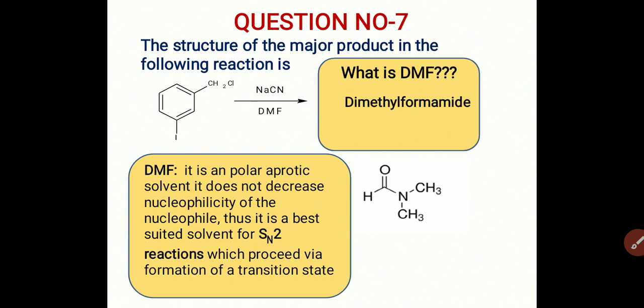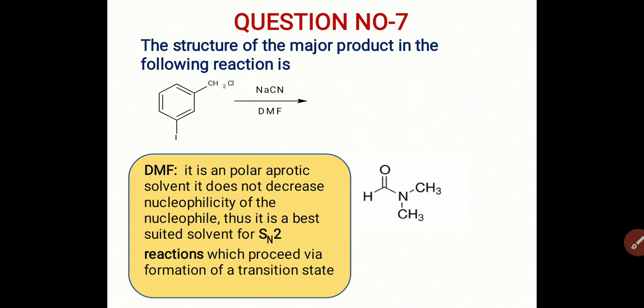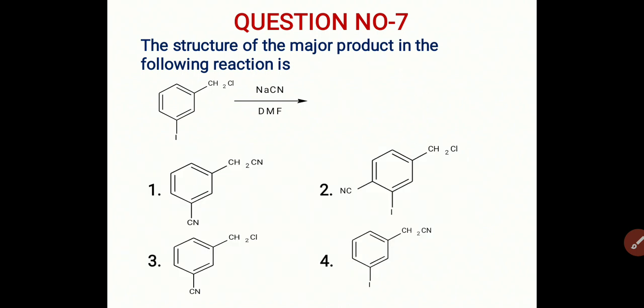So now, in this particular case, you can see CN should replace either this Cl or I. Now we know that this iodine attached directly to the benzene ring will have double bond character because of resonance. Hence remember, this Cl is the best leaving group in this particular case. Hence the product formed is CH2CN, and the I will be as it is. Hence remember, the correct answer for this question is the 4th option.